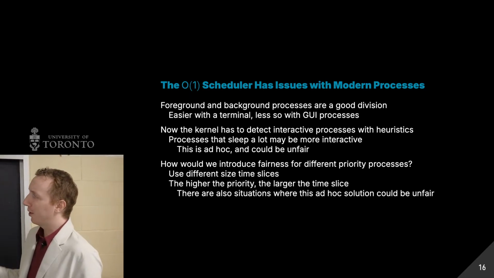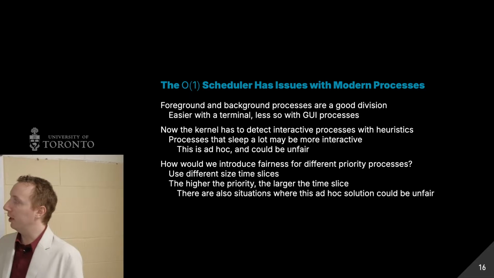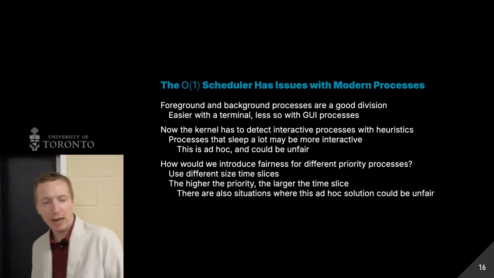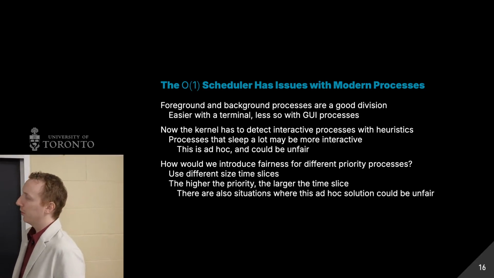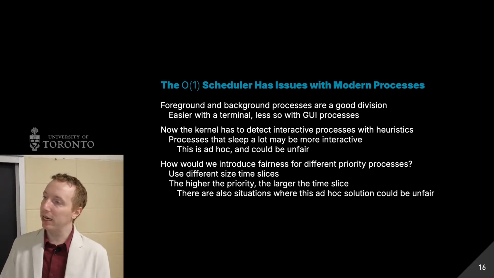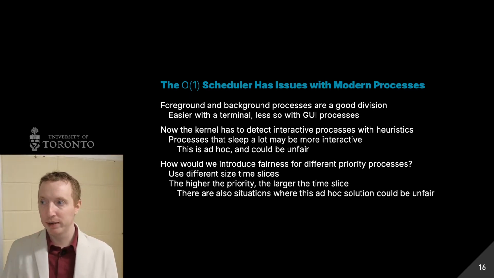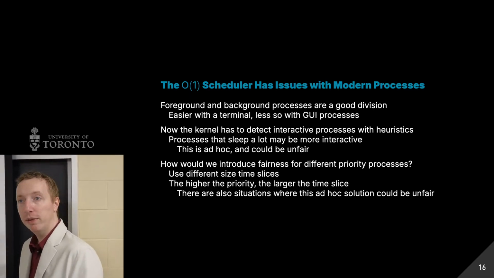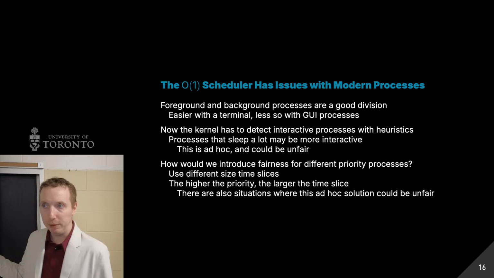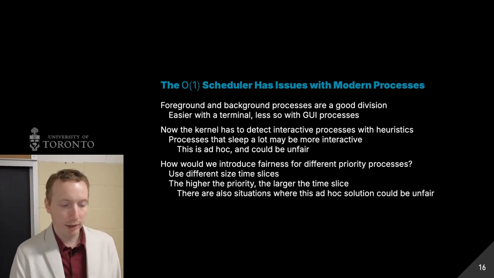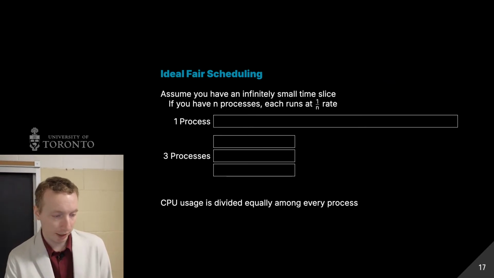You could try to have the kernel detect interactive processes with some heuristics, like maybe if it goes to sleep a lot, it's more interactive. But that's ad hoc and could be unfair. You're just kind of guessing. So how would we introduce fairness for different priority processes? Maybe I don't want to always run higher priority processes over lower priority processes. Maybe I just want to give higher priority processes a bigger time slice. That's a perfectly valid thing to do. The higher the priority, the larger the time slice. But there are also situations where that could be unfair if I guess incorrectly.